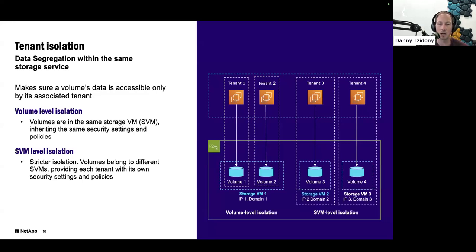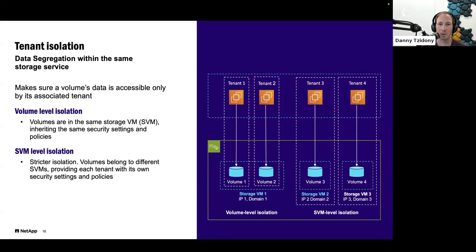It is a stricter isolation. And with that, you can use one file system to implement single tenant environments that are all residing on the same file system with a very strict segregation. That's how segregation works with ONTAP.